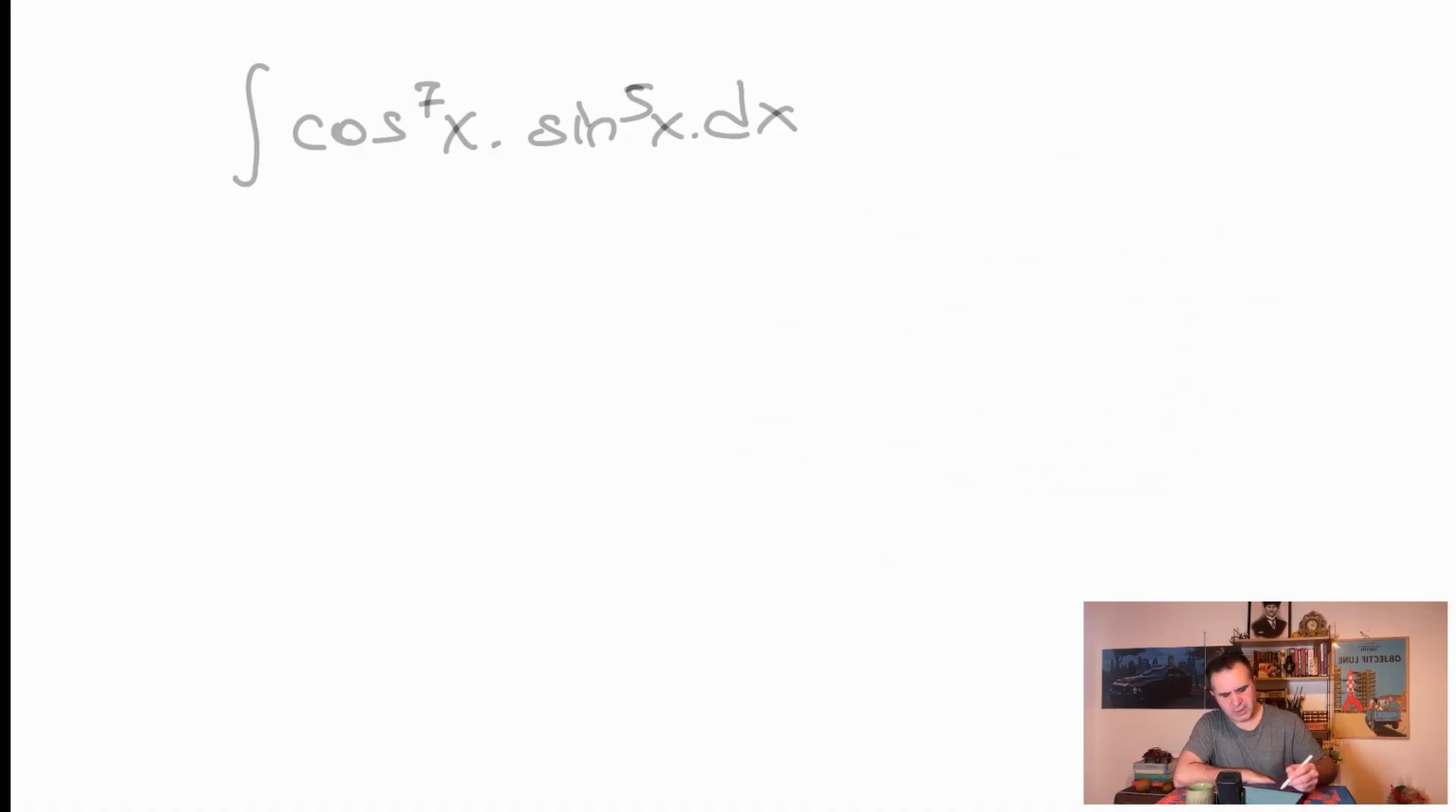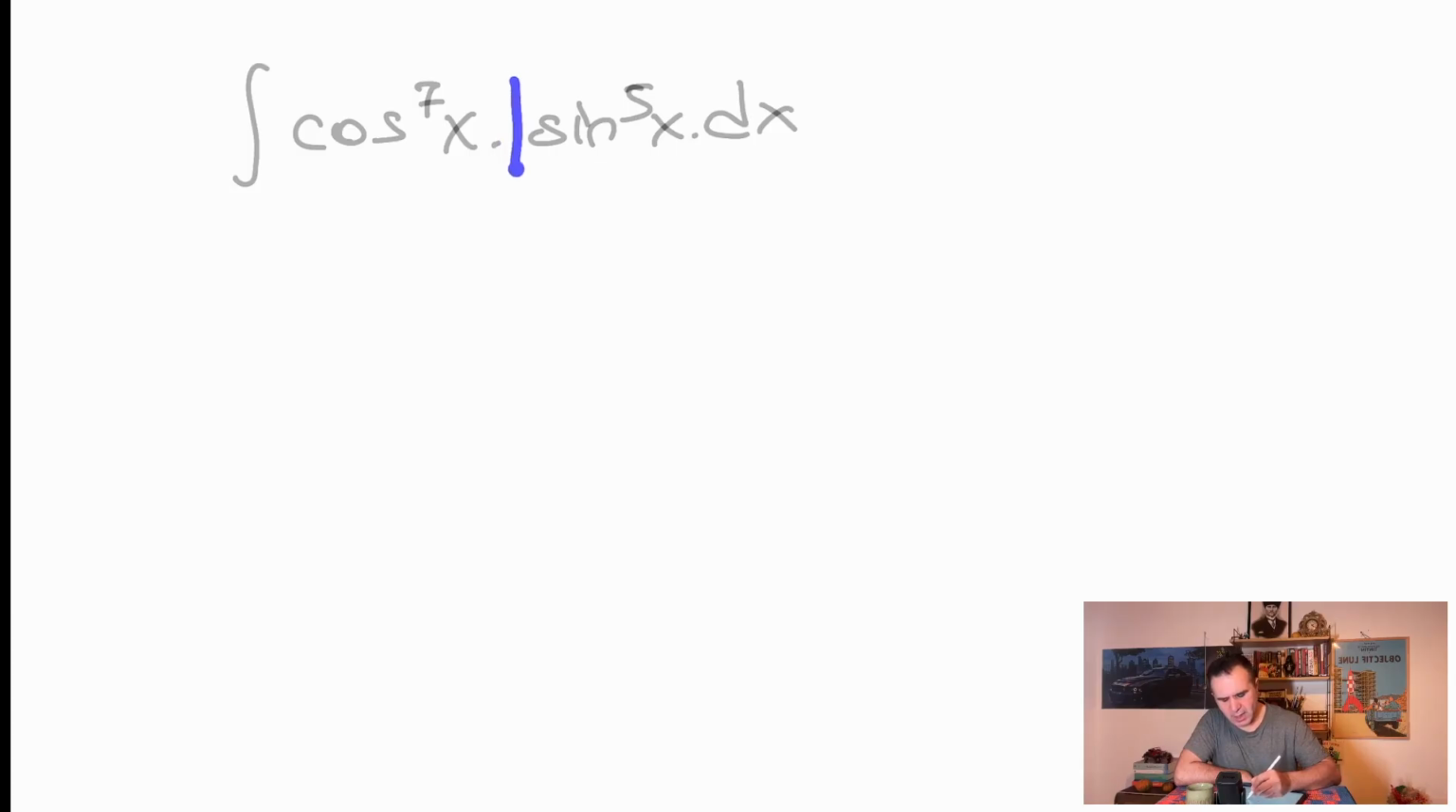Now, in this function we have, for example, sine to the power of 5x. If we had just one cosine x here multiplied by dx, then we could say that sine x is u and solve the problem. And also we have here cosine to the power of 7x. If we had just one sine x here, we could also solve the problem by using the substitution method. Why? Because the derivative of cosine x is minus sine x.